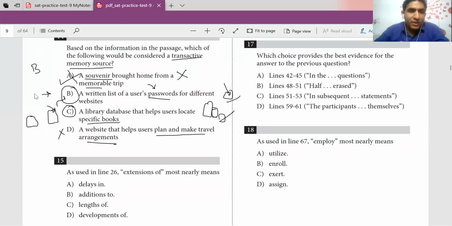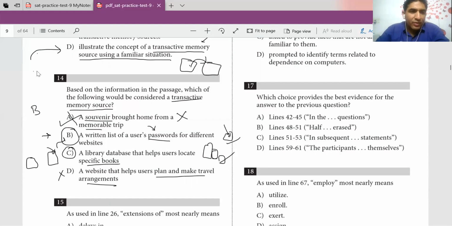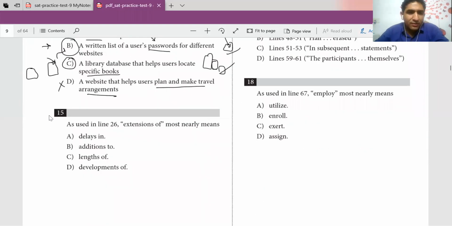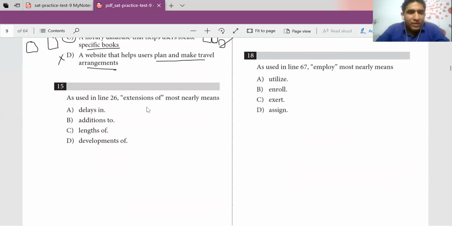Whenever I do a tricky question of this sort, I write WAR on this, and this WAR stands for worth a revision. So whenever you get this kind of question which you want to revise, please mark WAR in your corrections log. As used in line 26, extension of means you are having some main source, and this is like the extension of this source. So you are saying extension of most nearly means.